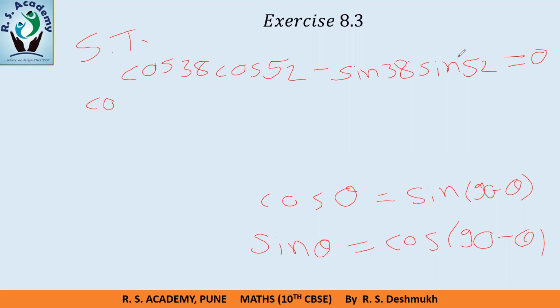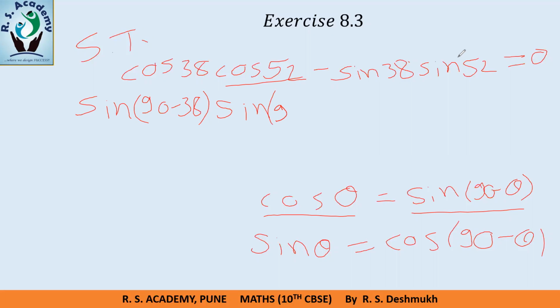So I am changing this cos 38, cos of theta is equal to sine of 90 minus theta. So I will write in that way. Just check what I am doing. Sine of 90 minus 38. Why? Because cos theta is equal to sine of 90 minus theta. Same thing for this also. I will say it is sine of 90 minus theta, that is sine of 90 minus 52.